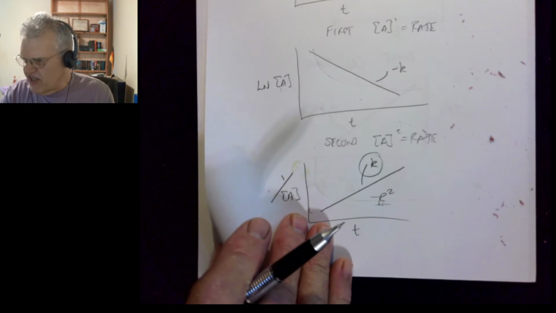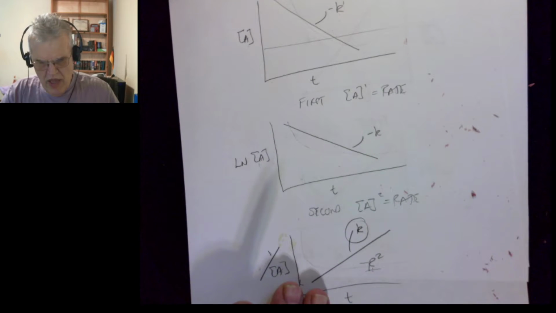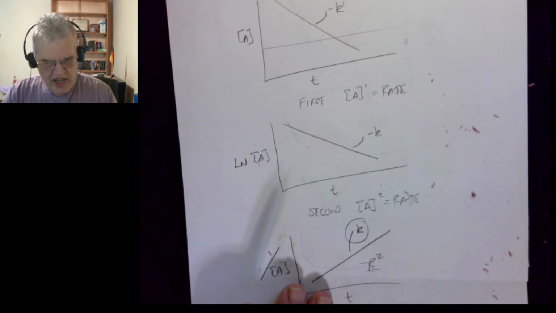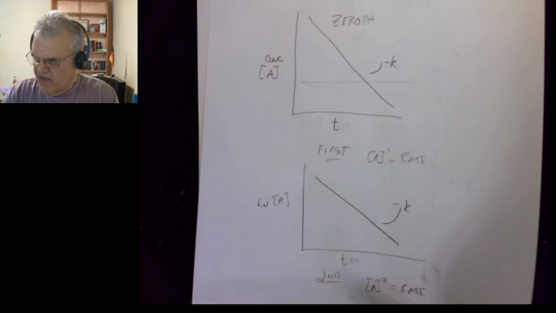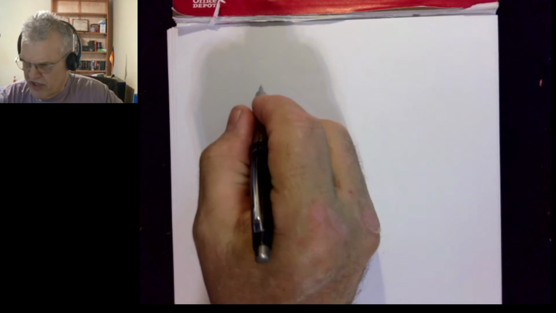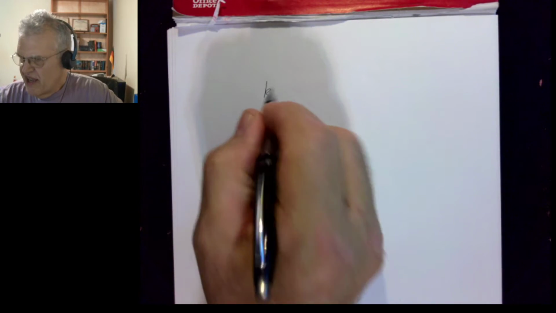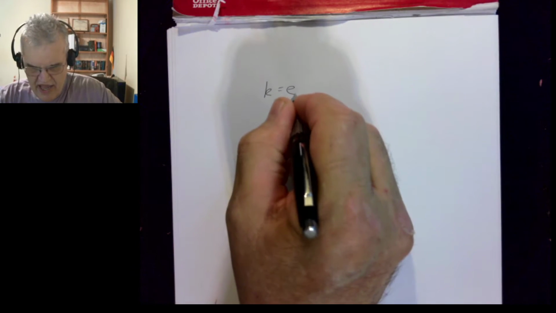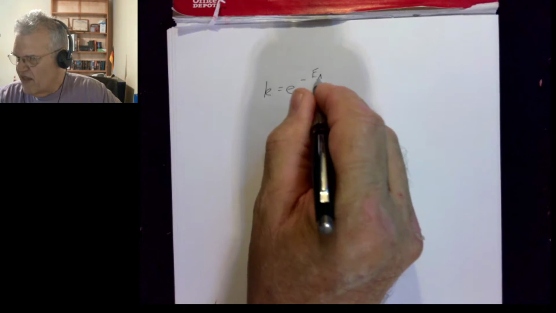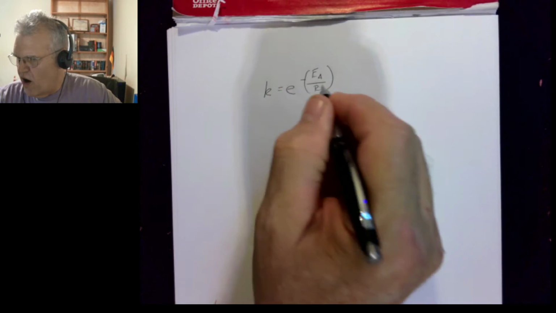Okay? Is that clear? Now, one other thing we're going to do is we're going to figure out the activation energy. Okay, so for activation energy, let me get a new piece of paper here. For activation energy, this was discovered a long time ago. Arrhenius and a few others came up with this. But basically, k is equal to e to the negative of the activation energy over R.